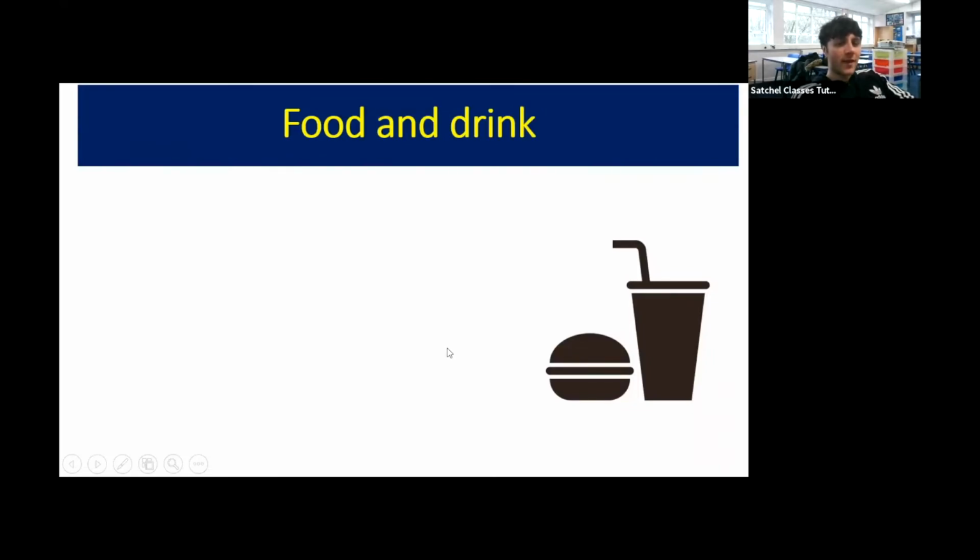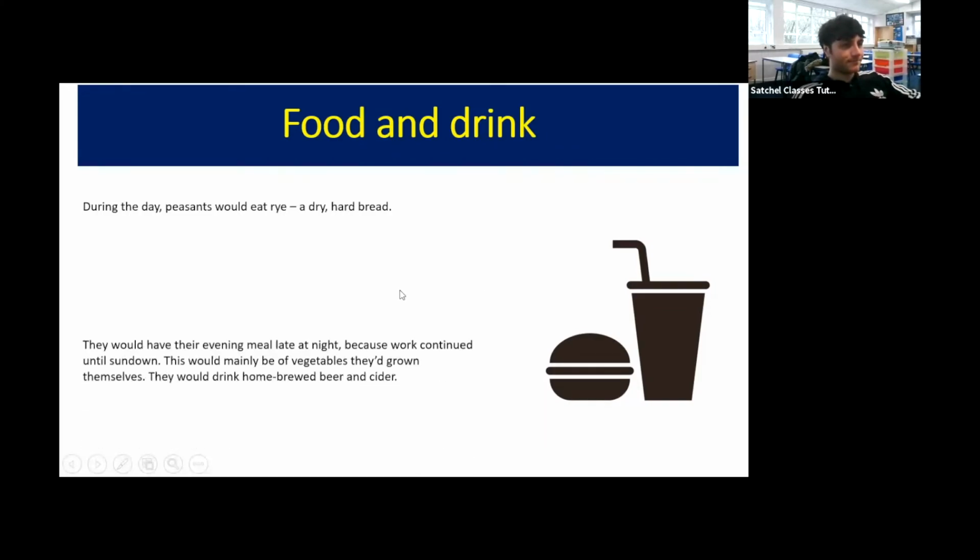Okay, so moving on then to the kinds of food and drink that they had. If you're imagining that they could have had McDonald's, you are sorely mistaken. This is the kind of exciting food that they would get to live on. Are you ready for this? So during the day, they would eat rye, which is a dry, hard bread.